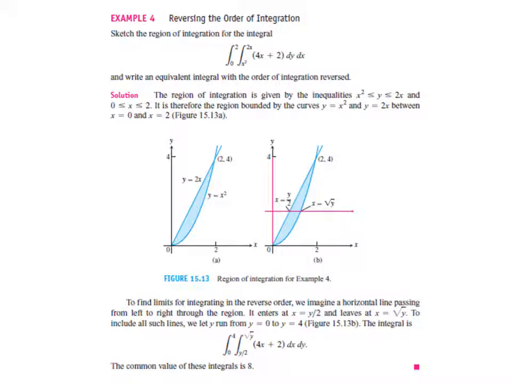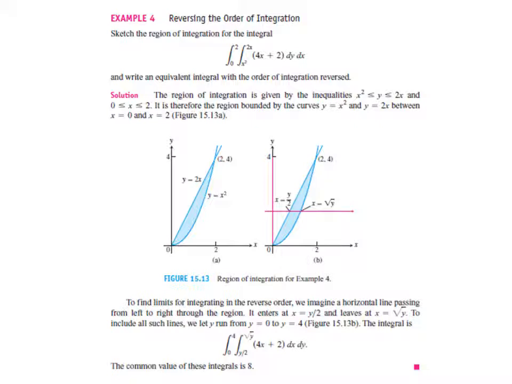Here in the figure you can observe that we have considered vertical strips. Now you have to change the order of integration into horizontal strips. In the case of horizontal strips, x limits are the variable limits. Now x enters at y by 2 and leaves at x equal to root y. So therefore x varies from y by 2 to root y, and y limits are the constant limits, y is equal to 0 to y is equal to 4.